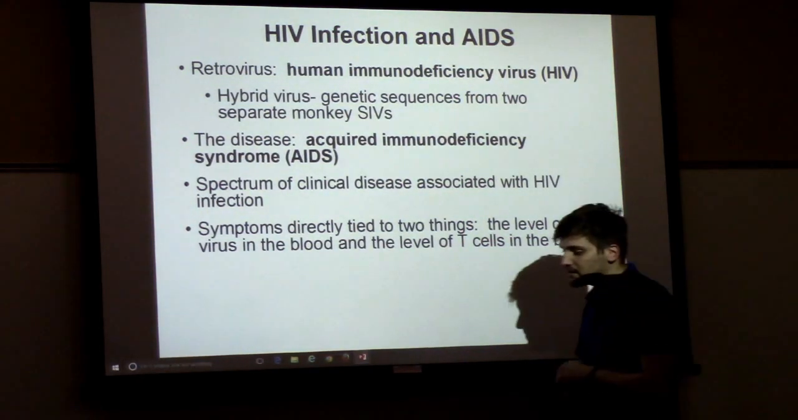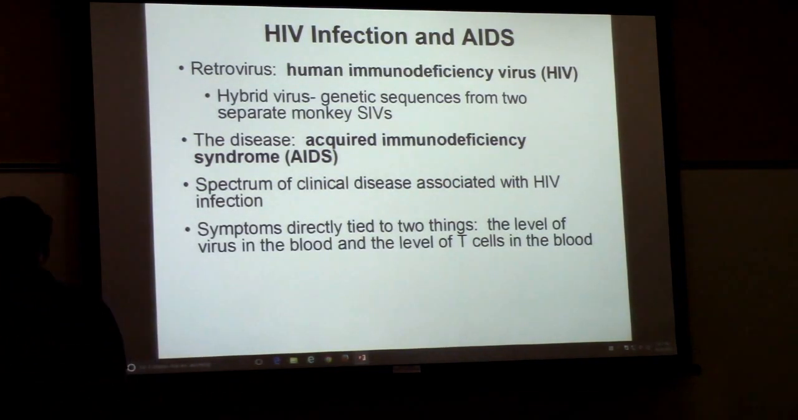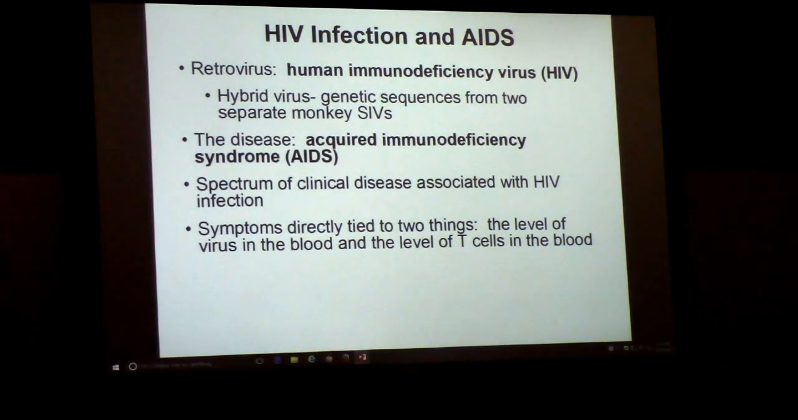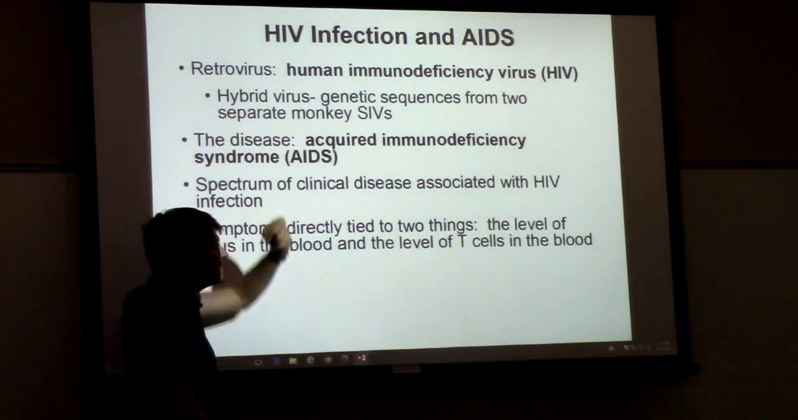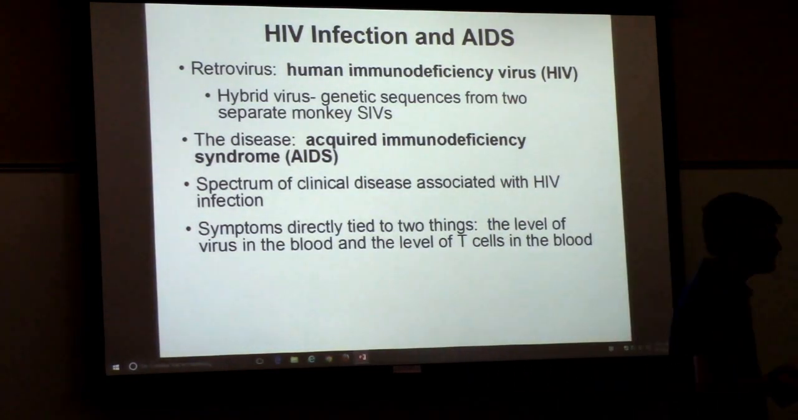Okay, so now the rest of this chapter is going to deal with HIV and AIDS. HIV is a pretty prolific pathogen, so the book wants to talk a lot about it. Also, it's what I study, so it's easy for me to talk about. HIV is a retrovirus, which means it's an RNA virus that converts itself into a DNA form.